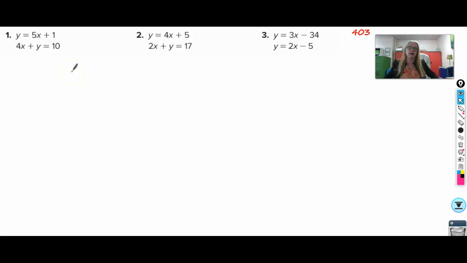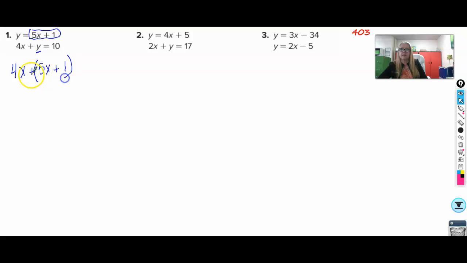For the most part, one or both of these equations will be solved for y. Okay. In number 1, you can see that the first equation is solved for y, and the second one's not. So what we're going to do is take this 5x plus 1 and put it in for y right here. So we would have 4x plus 5x plus 1. Now, notice I didn't put this in parentheses.